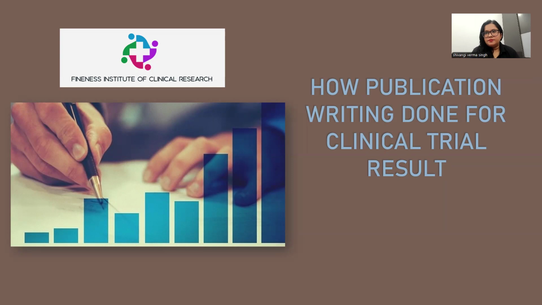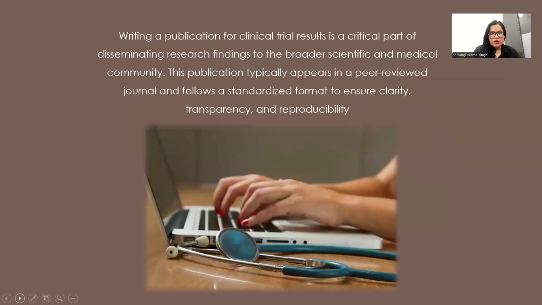Today we'll see how publication writing is done for clinical trial results. Writing a publication for clinical trial results is a critical part of disseminating research findings to the broader scientific and medical community. This publication typically appears in a peer-reviewed journal and follows a standardized format.